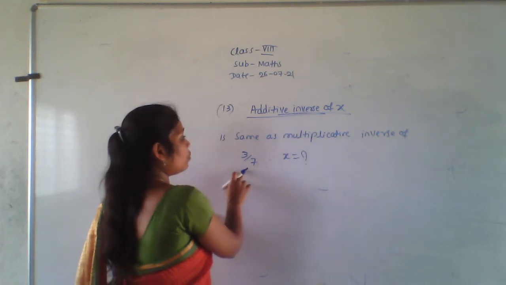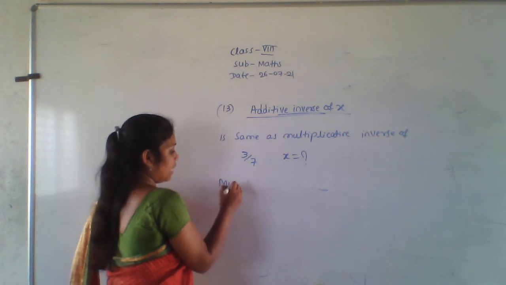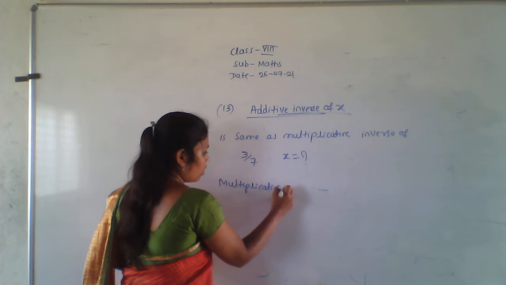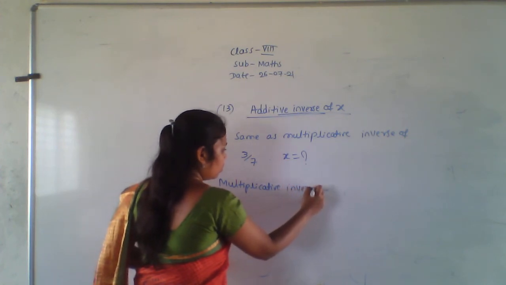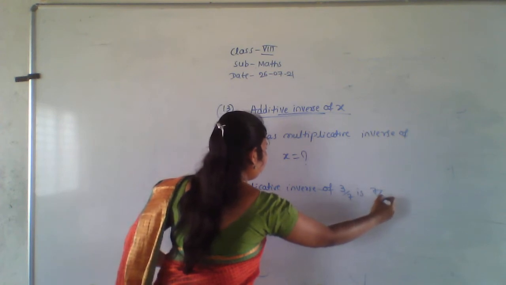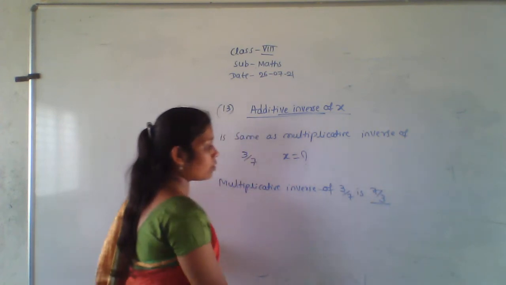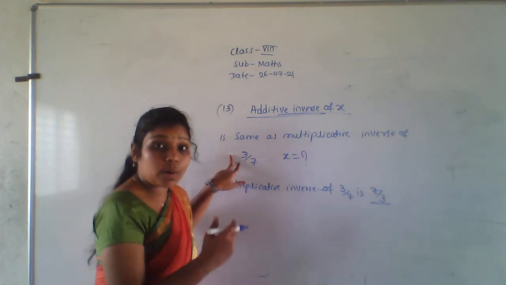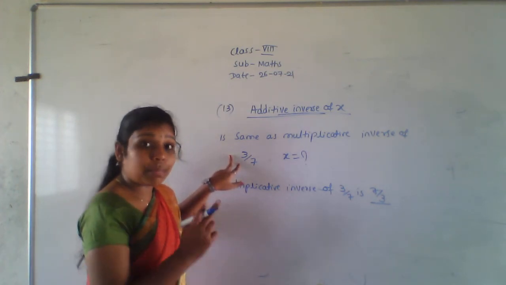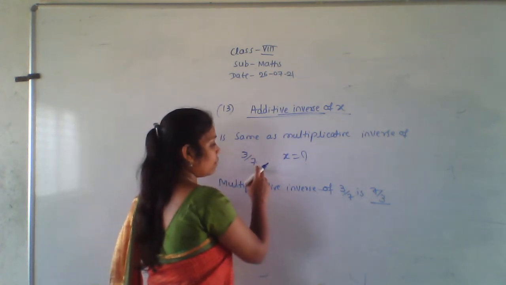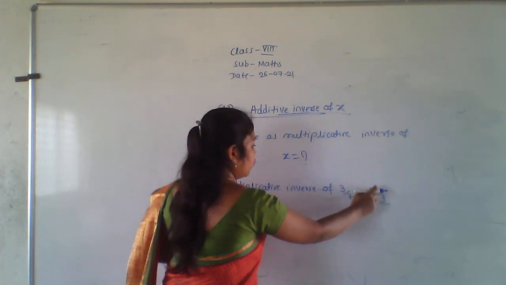Then what is the meaning of this one? First find the multiplicative inverse. Multiplicative inverse of 3 by 7 is 7 by 3, right? So what is the multiplicative inverse of 3 by 7? We have to take the reciprocal of that number, that is called the multiplicative inverse, right? So here the multiplicative inverse of 3 by 7 is 7 by 3, okay?